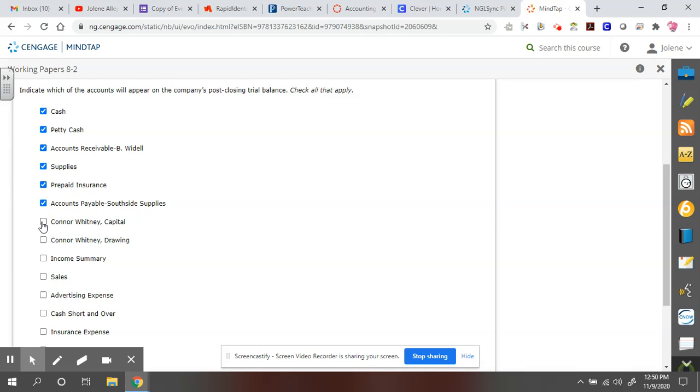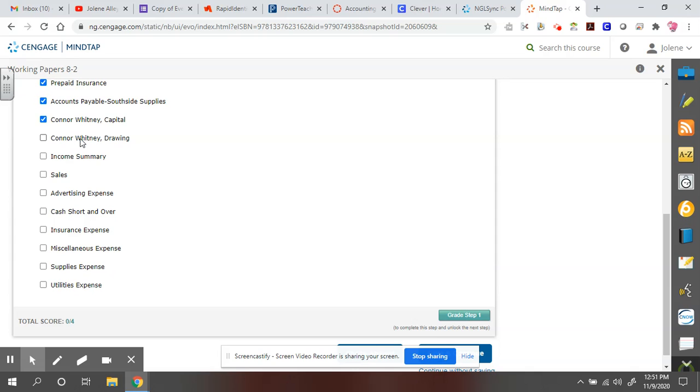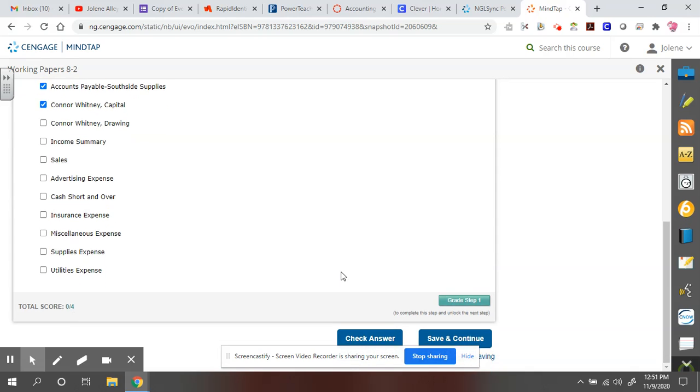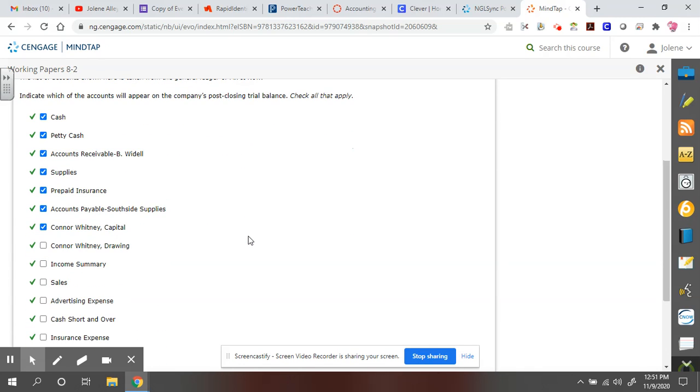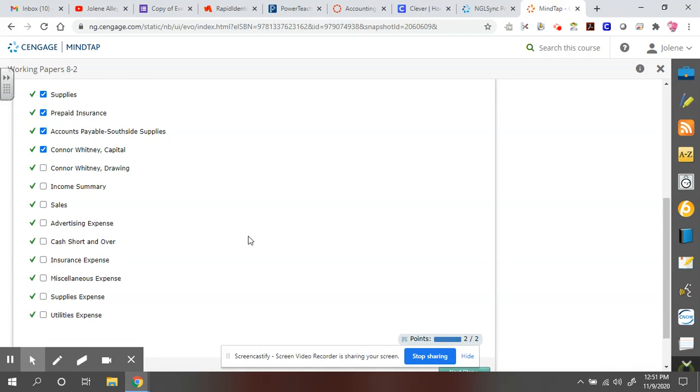Okay, so the only ones that have a balance are going to be these up here: cash, petty cash, accounts receivable, supplies, prepaid insurance. Those are all your assets. Accounts payable, that's your liability, and your owner's equity is your capital. Those are the only accounts that have a balance at this time because we closed out all of these others to zero. All right, so now I'm going to grade step 1. And it likes it. I got green checks all the way through.